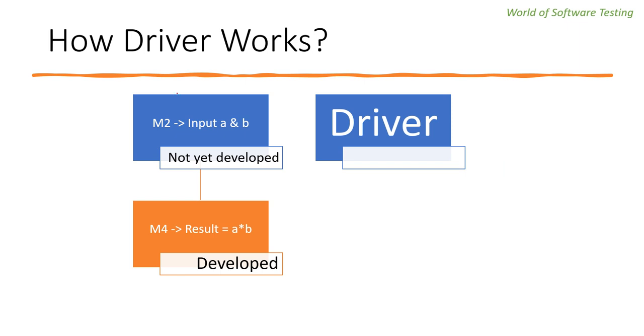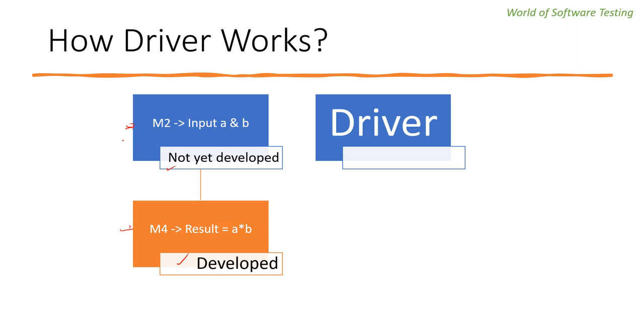So here we have two modules, M2 and M4. Let's say this is M2 and this is M4, and we want to test the module M4, which is developed. So this M4 is developed and M2 is yet to be developed. So here we use a driver as a dummy code or a fake code in place of M2.